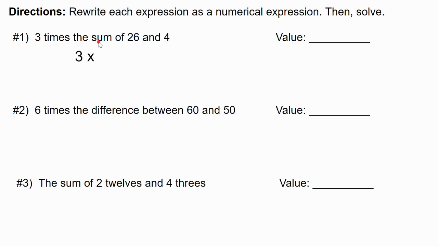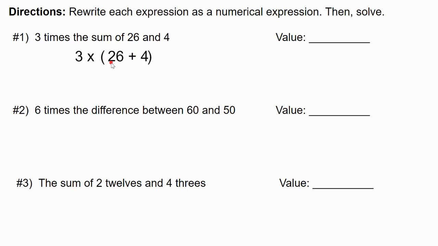The sum means the answer to an addition problem. So we're going to be adding, and we can see we're adding 26 and 4. So we can write 26 and 4 here. But remember, the sum is the answer to the addition problem. So we're going to be multiplying 3 times the answer to 26 plus 4. In order to find the answer first, we need to put 26 plus 4 in parentheses. This will allow us to solve this portion of the equation first and then multiply our answer times 3.